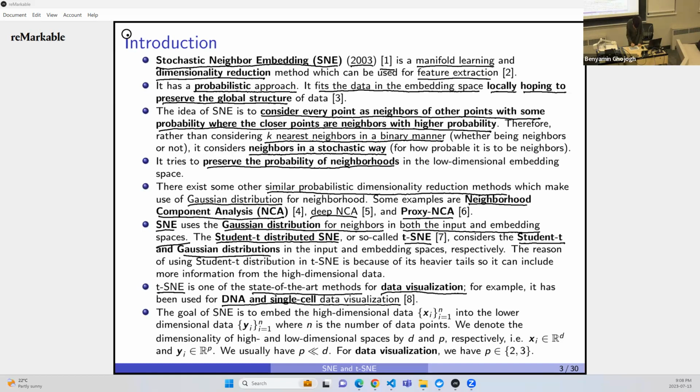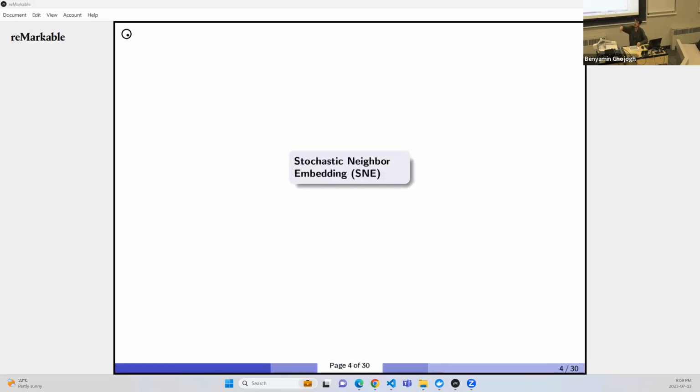The goal of SNE is to embed the high dimensional data, x1 to xn, each of which is d-dimensional, into lower dimensional data. So yi is the embedding of xi. It's not labeled, it's embedding. N is the number of points. The dimensionality of input space is d, the dimensionality of the embedding space is p. We usually have p much less than d. For data visualization, we take p to be 2 or 3, a 2D or 3D visualization. Let's go into the mathematics now.